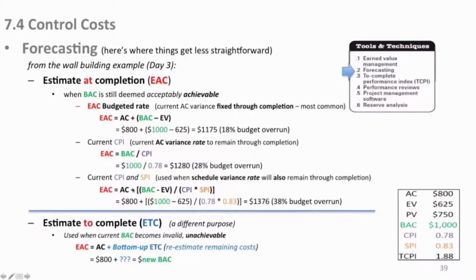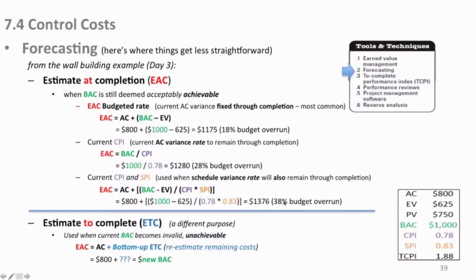So here we go. We've already spent $800. So it's 1,000 minus 625, which is the same as up here, our budgeted rate. However, this time we're going to divide it by not our CPI, but the product of the CPI times the SPI. And you do that down here, and now all of a sudden, if we continue to miss the mark on cost, as we have, and if we continue to miss the mark on schedule, as we have on that last day anyway, we're going to end up having spent $1,376 or a 38% budget overrun.